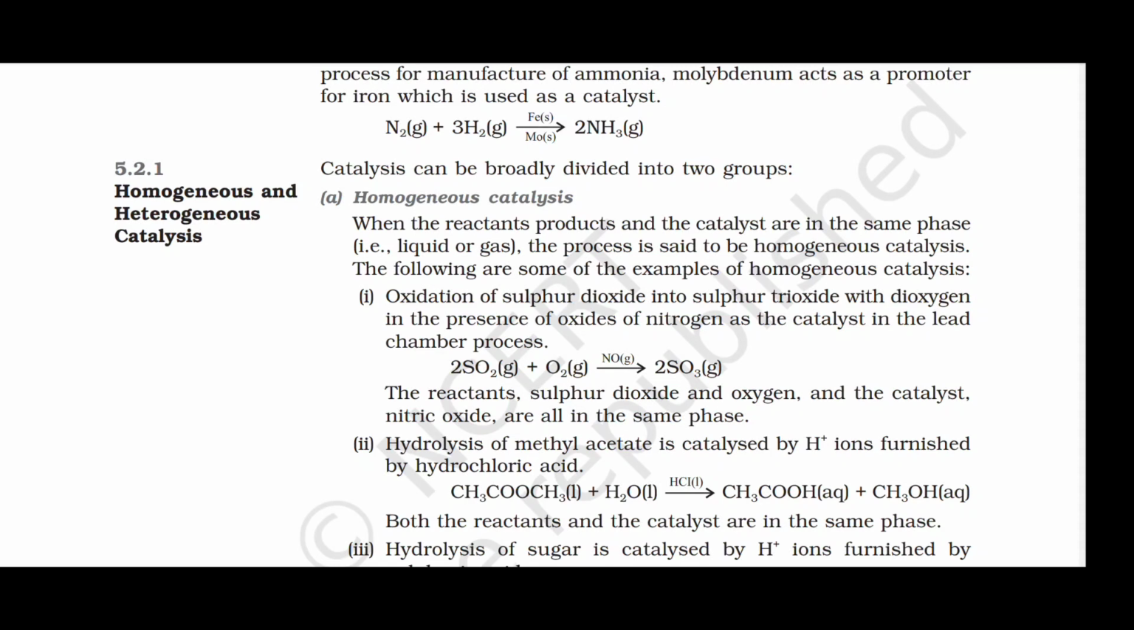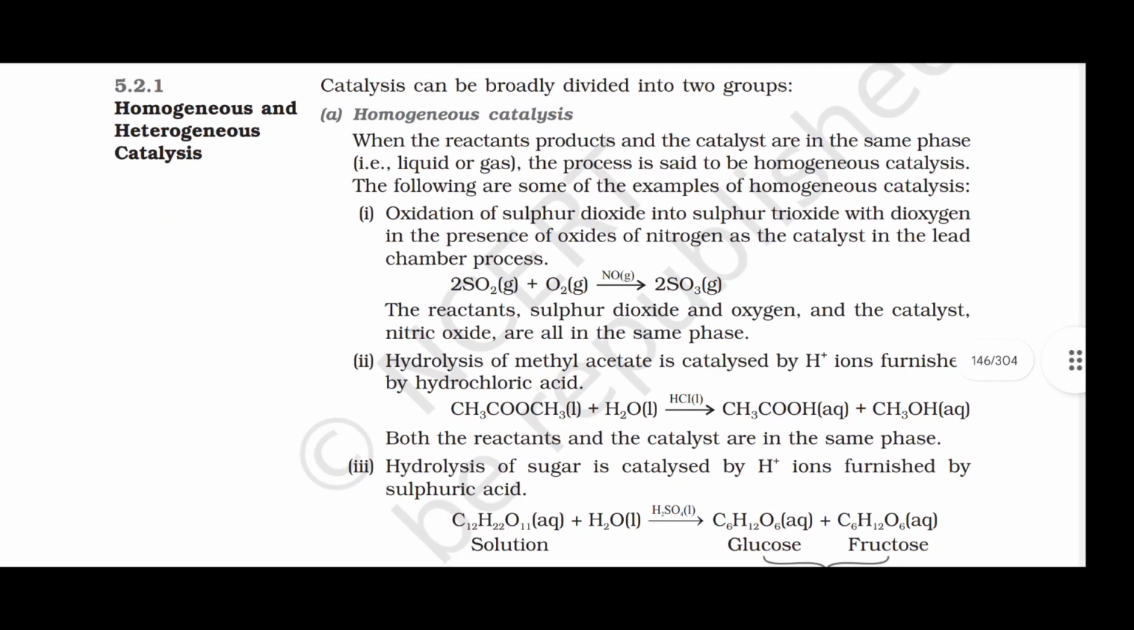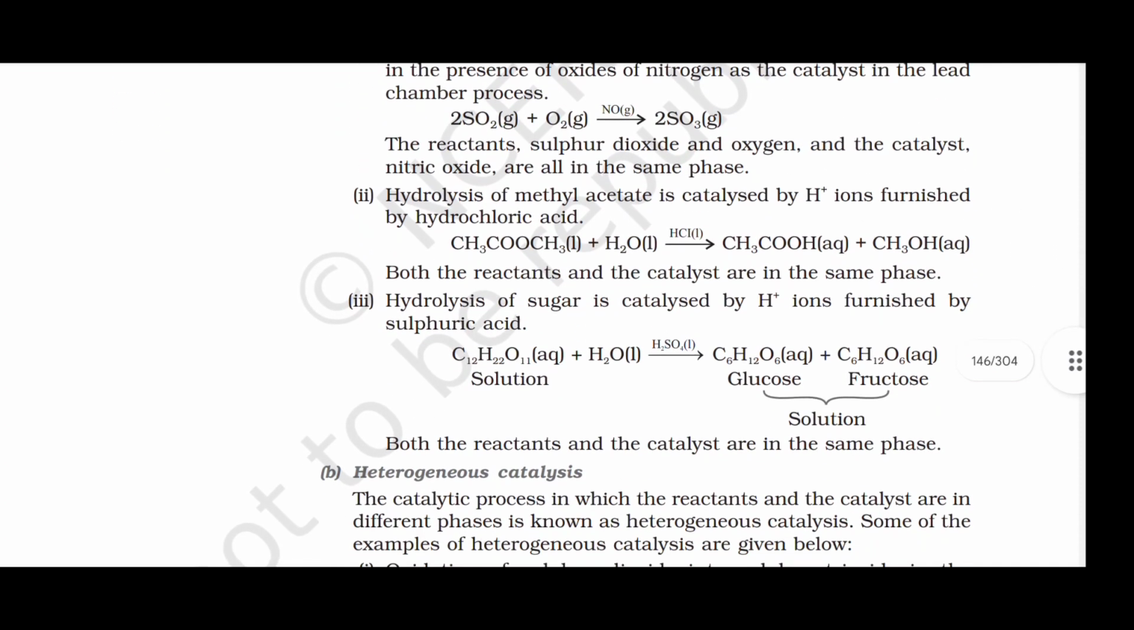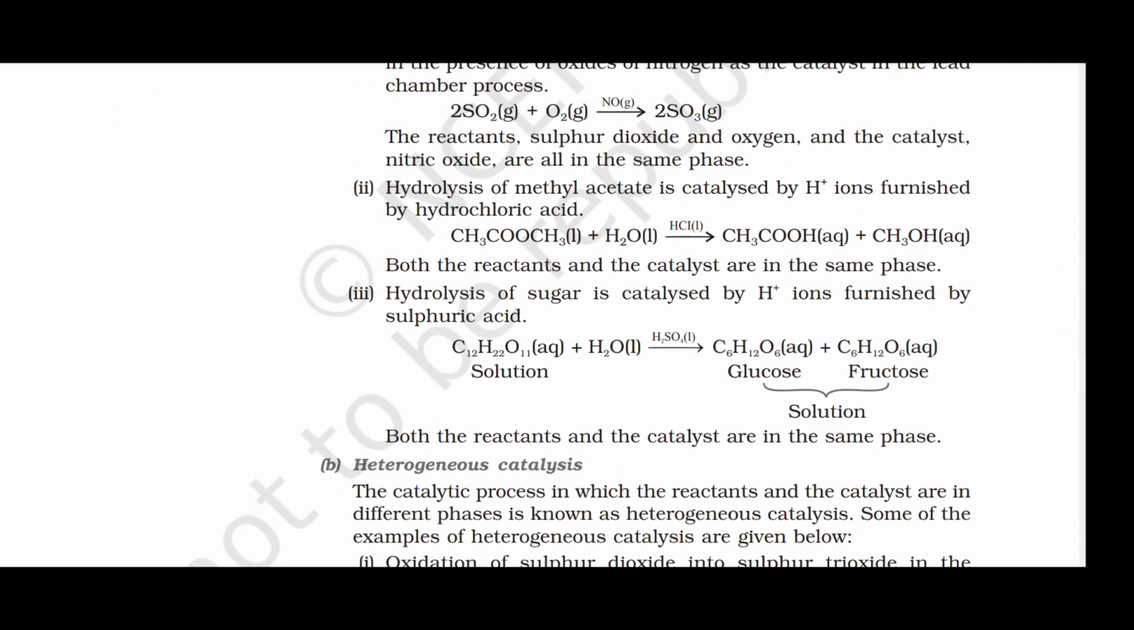First, oxidation of sulfur dioxide into sulfur trioxide with dioxygen in presence of oxides of nitrogen as catalyst in the lead chamber process. Sulfur dioxide with oxygen in presence of NO gives SO3. The reactants sulfur dioxide and oxygen and the catalyst also, that is nitric oxide, all are in the same phase.